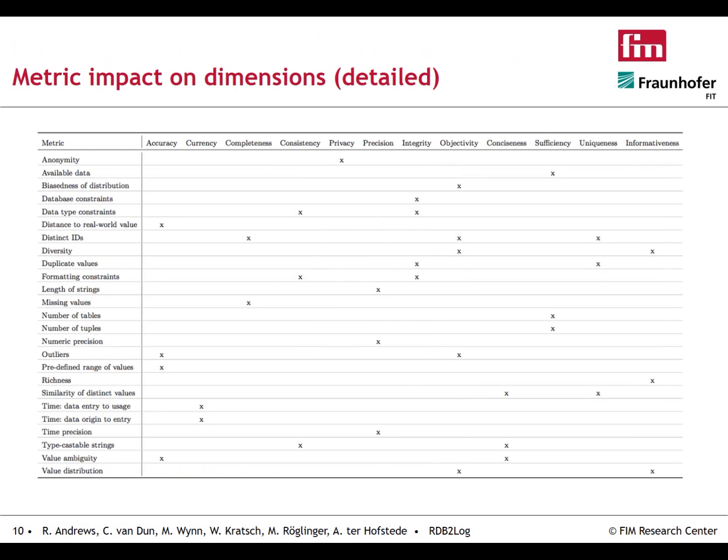What you can see here is an impact matrix that shows us if a metric informs a given data quality dimension. In our concept, a metric can inform one or more than one data quality dimensions, but a data quality dimension can also be informed by more than one metric, so it's an n-to-m relationship.